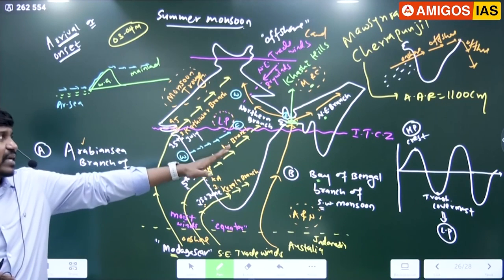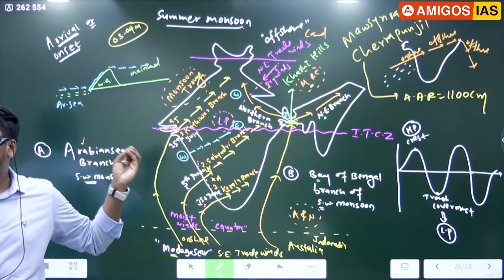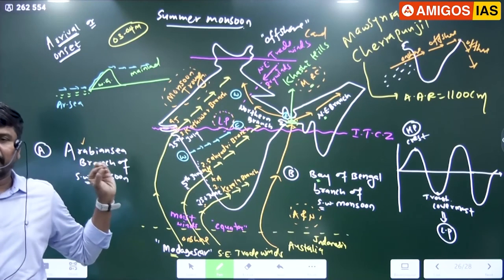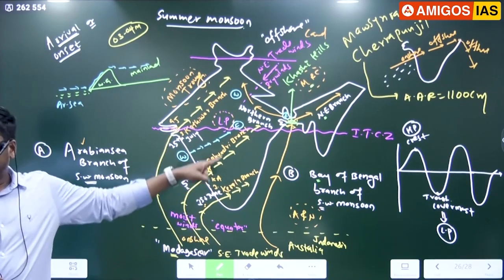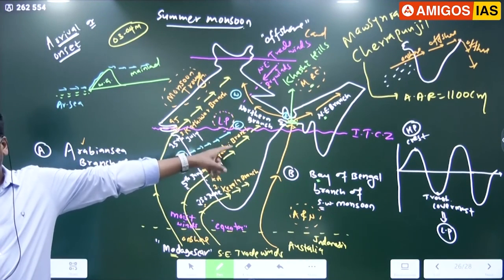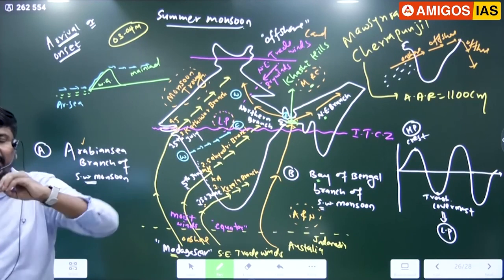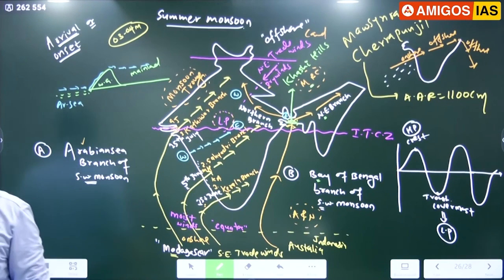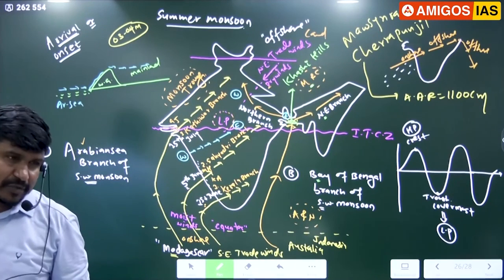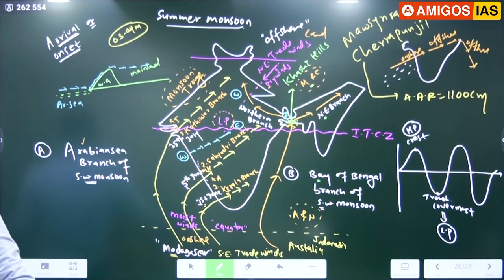And Mawsynram and Cherrapunji are located in which hills of Meghalaya? Khasi Hills, right? And please remember, which branch causes heavy rainfall? Bay of Bengal branch. And this Khasi Hills and surrounding area is declared a biosphere reserve called Nokrek Biosphere Reserve. So in India we have 18 biosphere reserves, and among the 18, one of the beautiful biosphere reserves is in Meghalaya in the name of Nokrek.